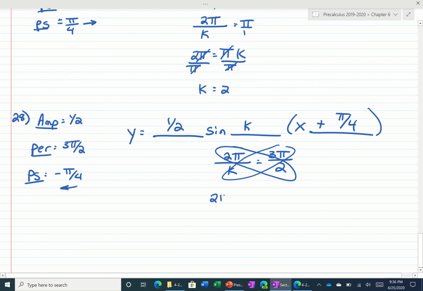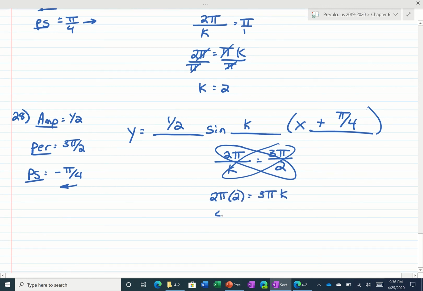2 pi times 2 is equal to 3 pi times k. So 4 pi is equal to 3 pi k. To get k by itself, we divide by 3 pi. And we would get k is equal to 4/3. That's how you do a problem like that.